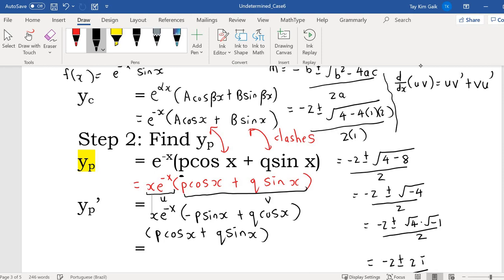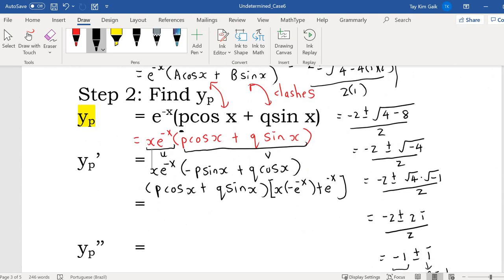Okay, to differentiate this one, apply the product rule again. You have u, differentiate e^(-x), which is your v, you get negative e^(-x), plus your v, which is e^(-x), differentiate x, which is 1. Okay, so this is u, this is v prime, this is v, this is your u prime. In order to get your u prime, you need the product rule again, where this is u, this is v prime, this is v, u prime is 1.